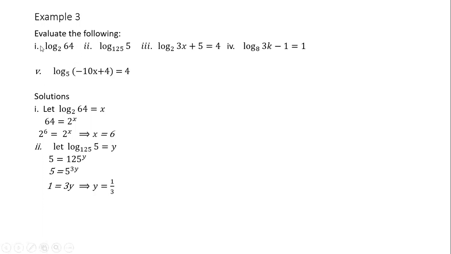Now here the log is not equated to anything, so you can equate it to any variable at all. So let's equate log base 2 of 64 to x. So we are now having log base 2 of 64 equal to x. Therefore, as usual, I send the base to this side. It becomes 64 equal to 2 power x. And by expressing this one in the exponent form, we have 2 power 6 equal to 64. So therefore, we have 2 power 6 equal to 2 power x. Now the bases are the same. Therefore, the exponents must also be the same. Hence, x equal to 6.